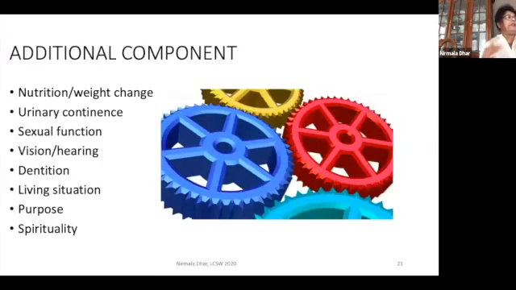Next slide. In addition, you should also add nutrition and weight, urinary continence, sexual function, vision and hearing, dentition, the kind of living situation they're in. Like, remember Karen, she lives alone. Purpose and meaning, and spirituality. Impose the 4 M's framework on what I just said.